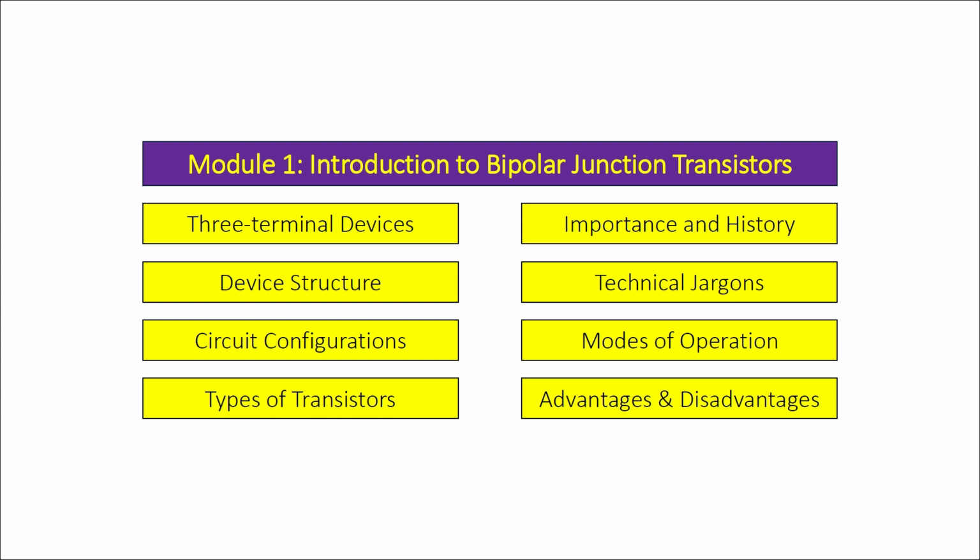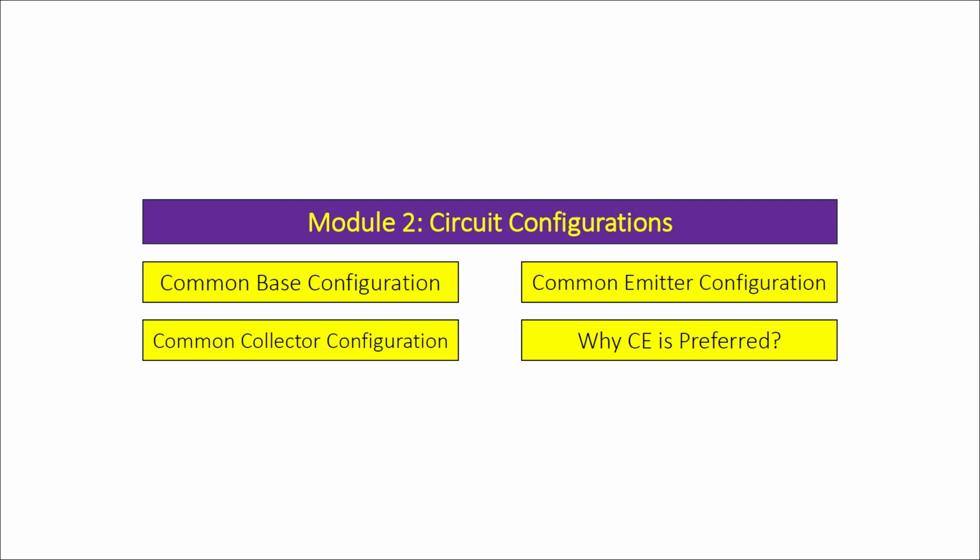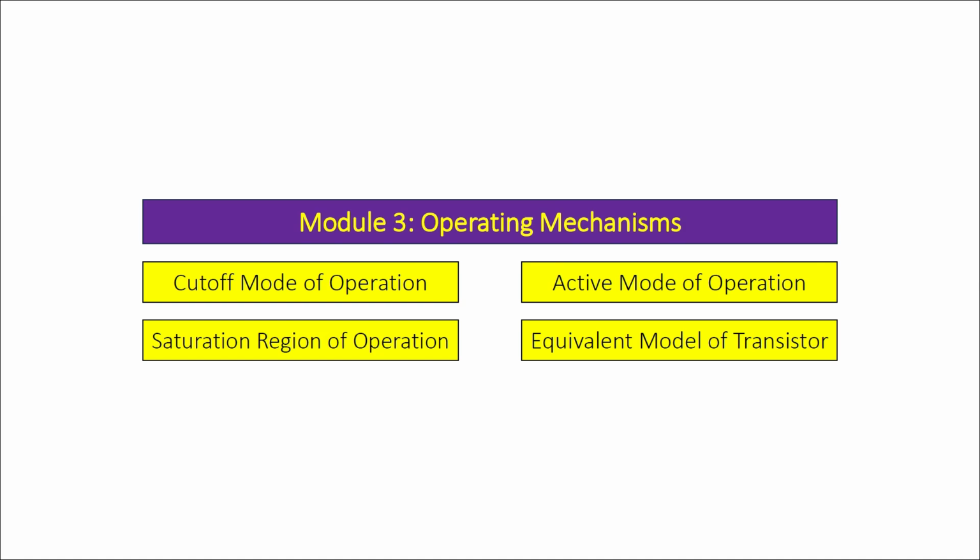Module 1, Introduction to Bipolar Junction Transistors. This module introduces the basic concepts of transistors, establishing foundational knowledge without delving too deeply into the mathematical equations. Module 2, Circuit Configurations. Here, we cover all the possible transistor circuit configurations and focus on the most commonly used ones in practical applications. Module 3, Operating Mechanisms. This module explains the internal operating mechanisms common to both signal and power transistors.